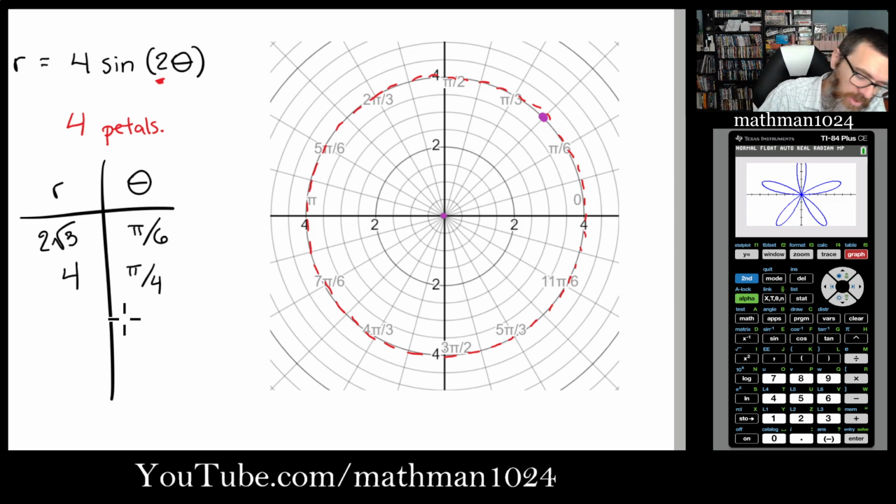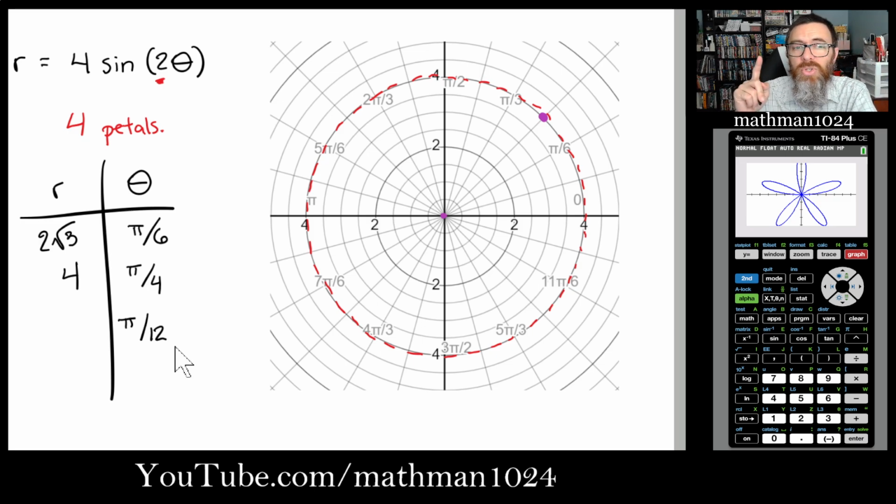I'm actually going to throw one on here. It's really not in order, but if I do pi over 12, because if I do 2 times pi over 12, I get pi over 6. And sine of pi over 6 is 1/2, and so we would have 2. You might say, well, there's no pi over 12 on here. Yeah, we do. Here's pi over 6, so pi over 12 is going to be this little guy right here. So we would have that.